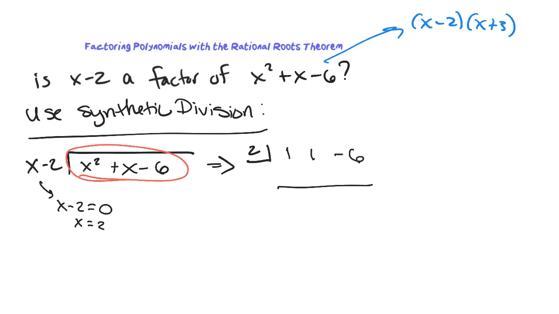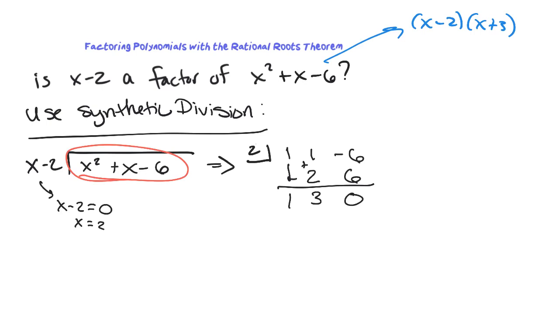Leave a blank row, draw an underline, and we begin by bringing down the 1, the first number, multiplying by the 2, the number in the box. So 2 times 1 is 2, and writing that result underneath the next number. Add vertically. 1 plus 2 is 3. 2 times 3 is 6, putting that underneath the next spot, and negative 6 plus 6 is 0.